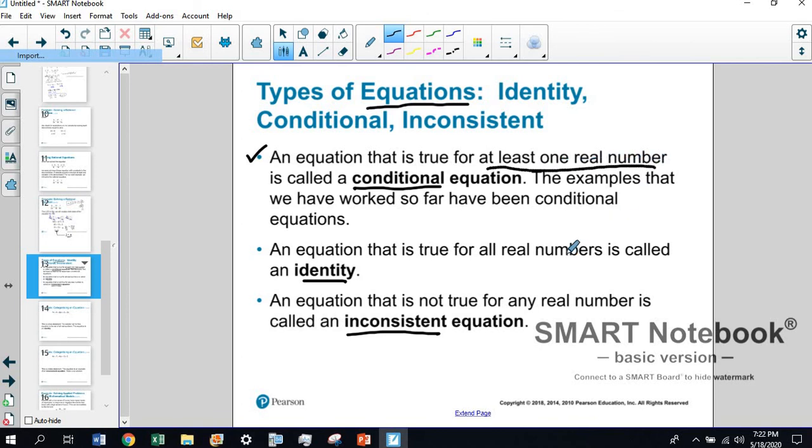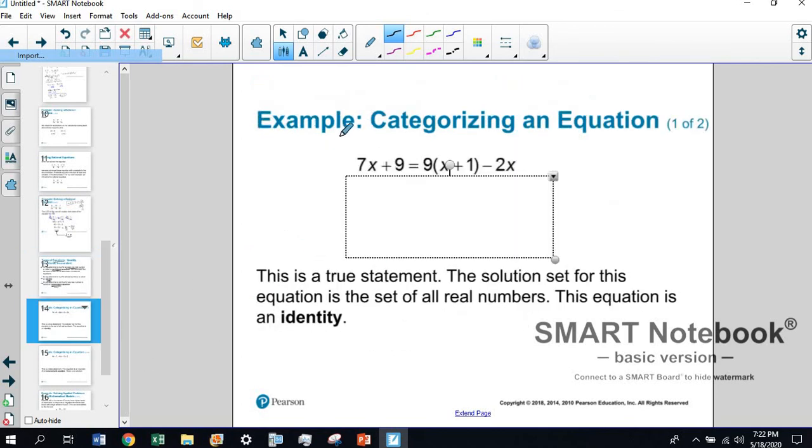Sometimes though, if you remember back from high school algebra, when you factor to solve a quadratic equation, you'll get 2 answers sometimes. And so it's possible to have more than one real answer, but if you have at least one, then it's conditional. If you find an equation that's always true for all real numbers, then it's called an identity. And if you have an equation that's never true, it's called inconsistent. So let me show you an example of these two. You've been seeing examples of conditional already. What would an identity look like?